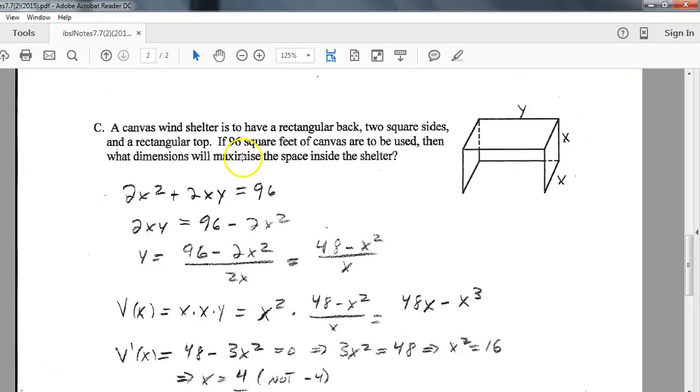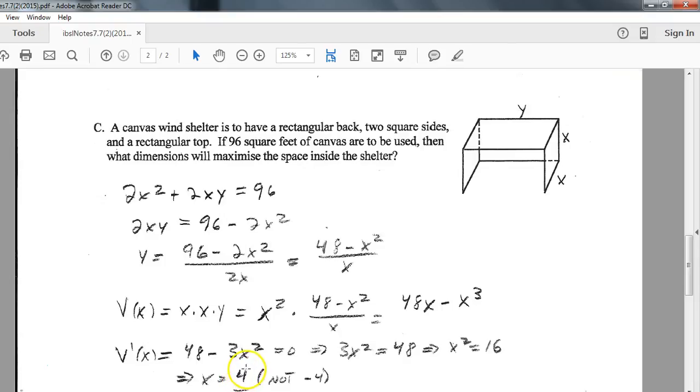Because it says to maximize the volume, I'm going to take my volume function, find its derivative, set it equal to 0, and solve for x. Typically we would say, if I take the square root of this, I have to say plus or minus 4. But in a word problem like this, you can't have a length that's negative 4 units. So we only use positive 4 for x.